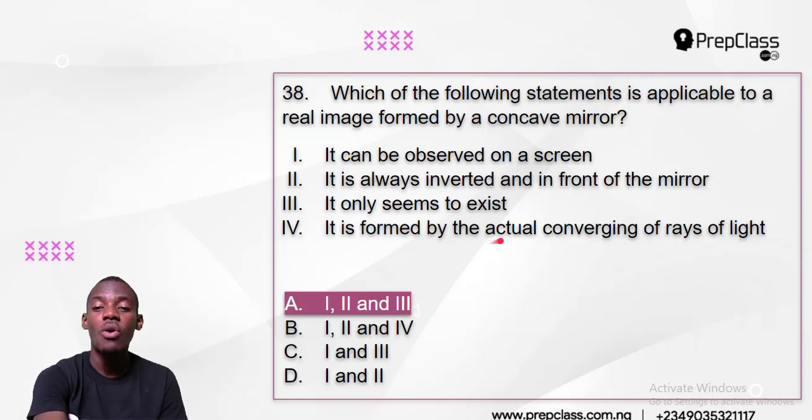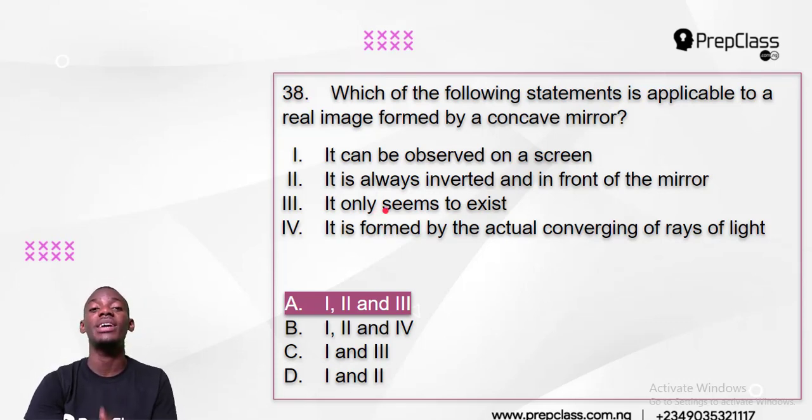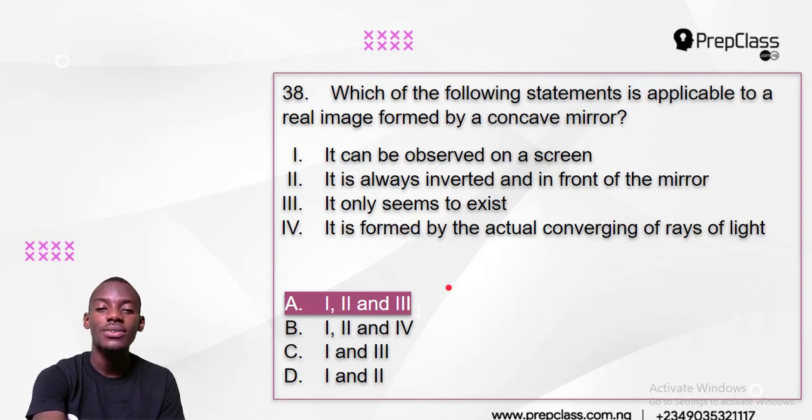It is formed by the actual converging of ray of light, and that means option 1 is correct, option 2 is correct, and option 4 is correct. But option 3 is wrong because it said it seems to exist. That means it doesn't exist. That means the image is not really existing, and that is not true. That's the answer to that question.